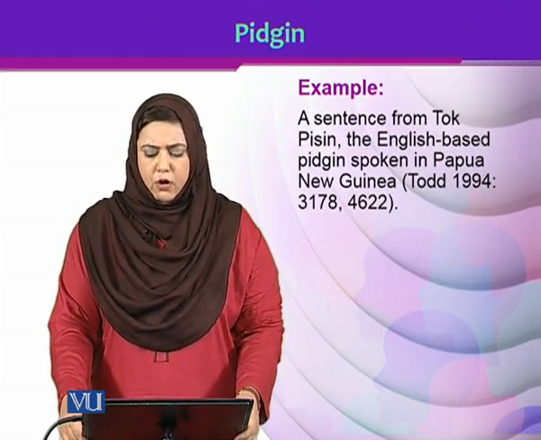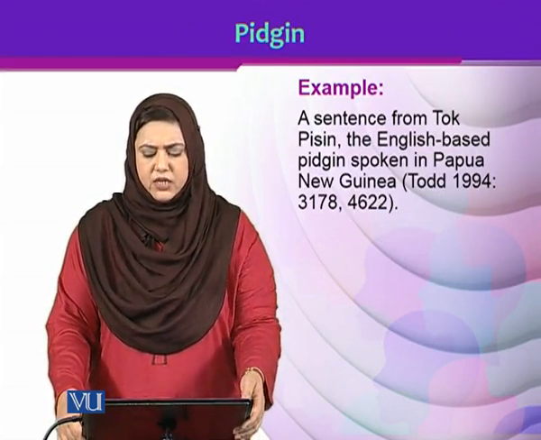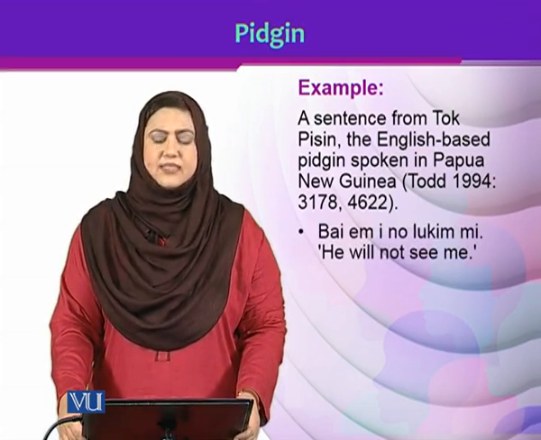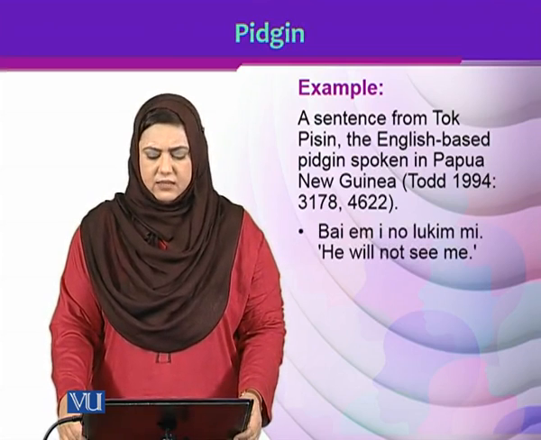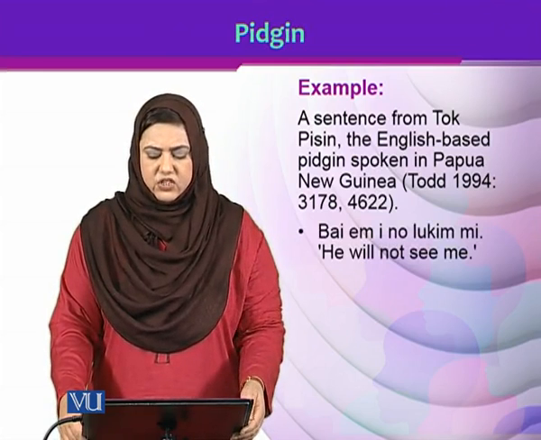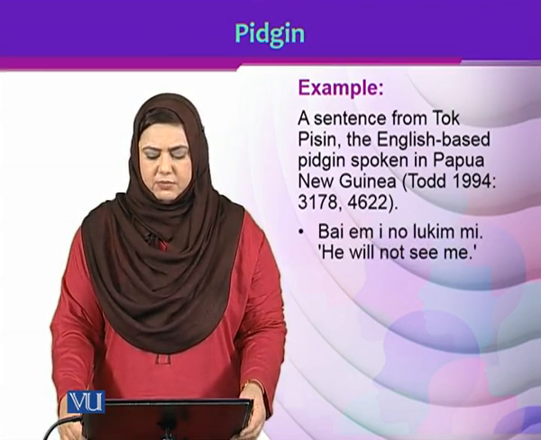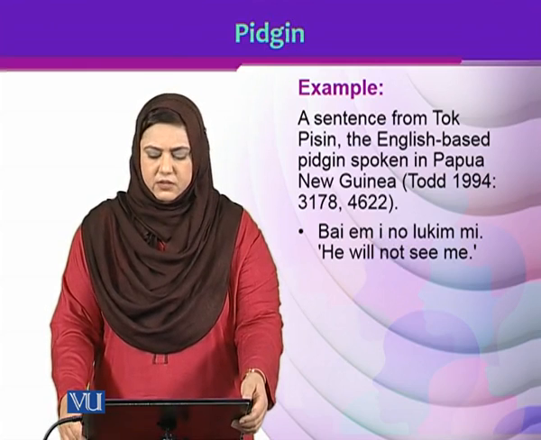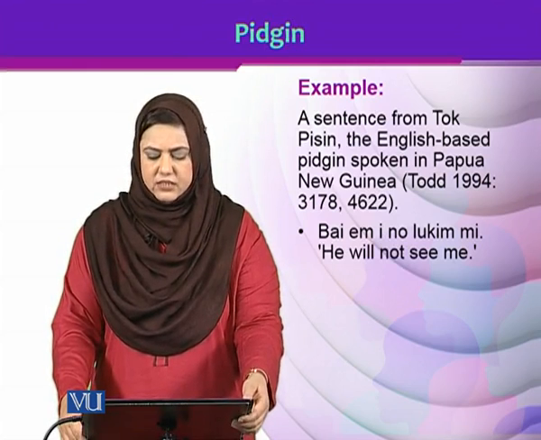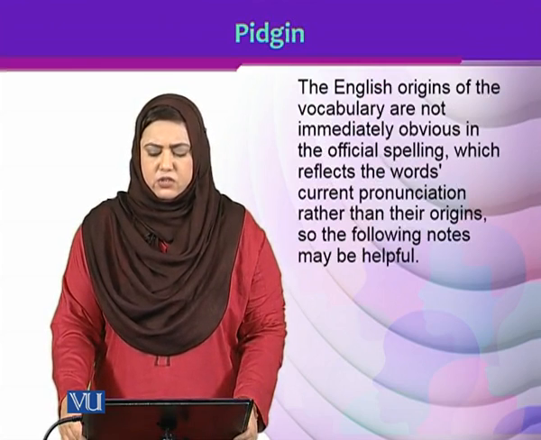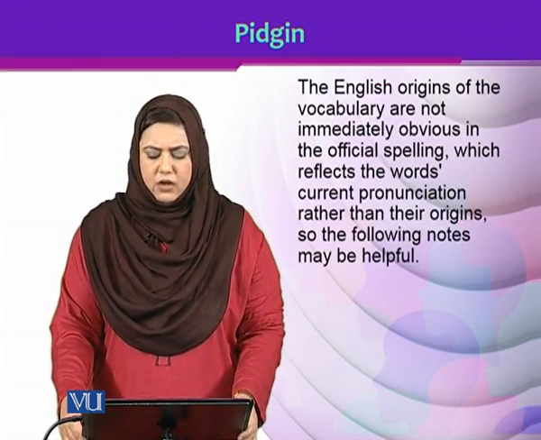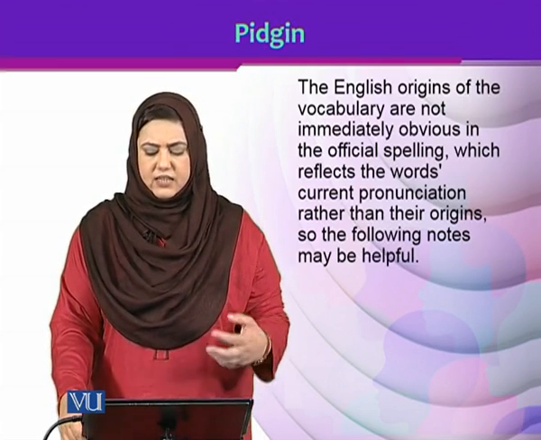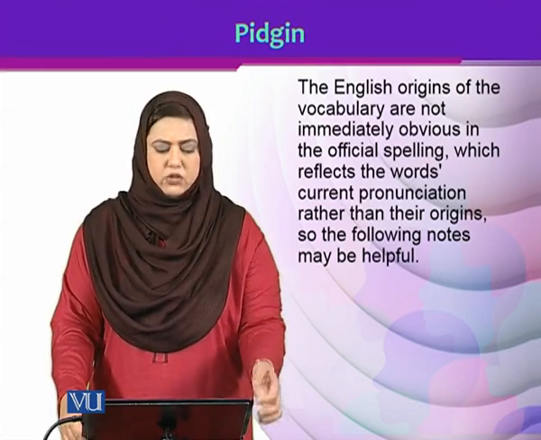A sentence from Tok Pisin, the English-based pidgin spoken in Papua New Guinea, I am going to use as an example. Look at the example on the screen. The translation is given at the bottom: He will not see me. At the top of this, you can see the Tok Pisin variety. The English origins of the vocabulary in this example are not immediately obvious in the official spellings, which reflect the words, their current pronunciation, and the origin of these words.